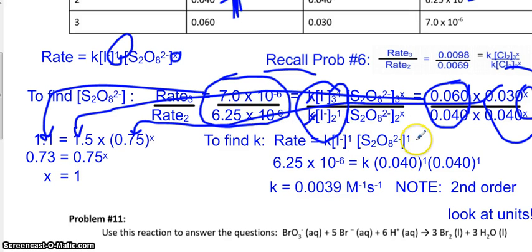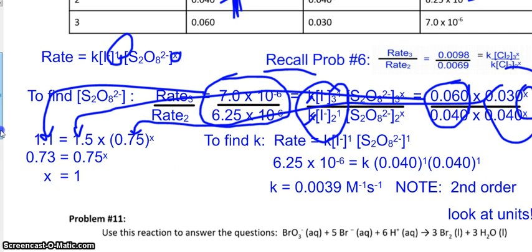And now I can find k because I know this number now. So I'll just pick any equation. I picked 2 because I thought the numbers might be a little bit easier. So 6.25 times 10 to the -6 equals k times 0.04 to the first, times 0.04 to the first. So I get k equals 0.0039 molarity to the -1, seconds to the -1. And notice again, it is second order and the units verify this.